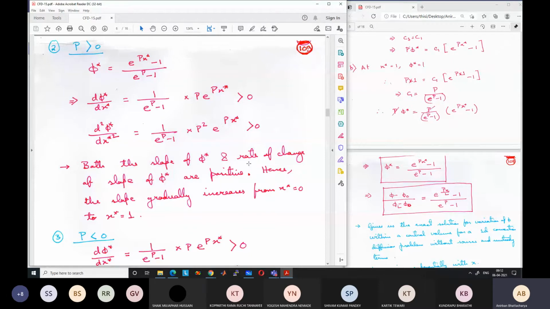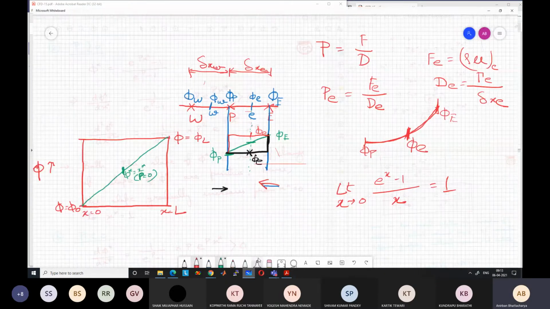What does it mean? Slope positive and rate of change of slope positive means that the slope is gradually increasing. Initially we have a positive slope, and then the slope is becoming more and more positive. So here the slope is gradually increasing from x star equal to 0 to x star equal to 1. How will this look? This will look something like this.